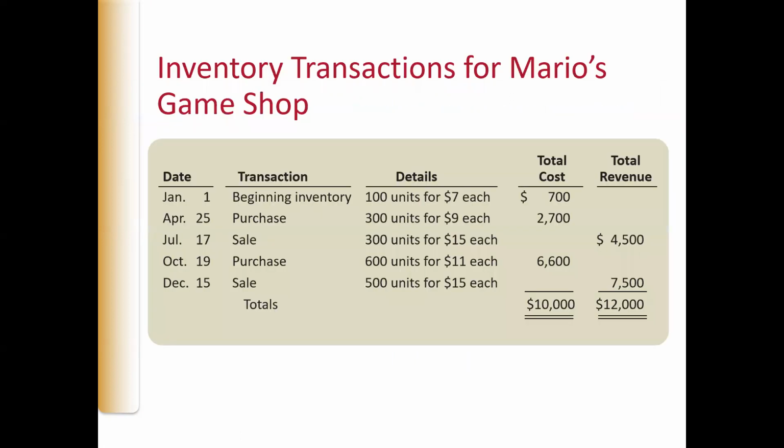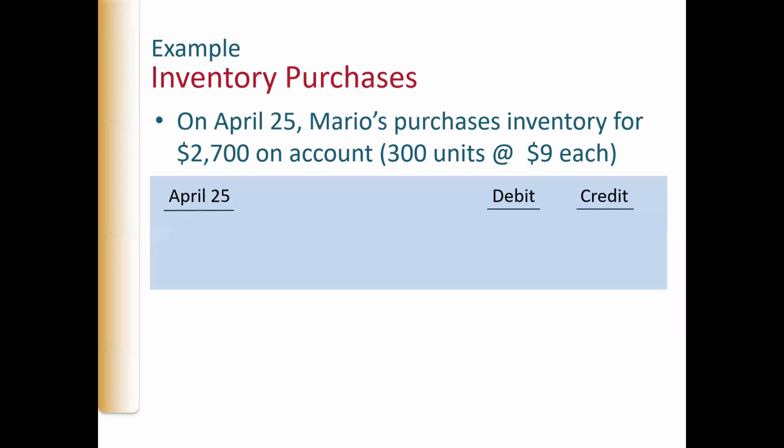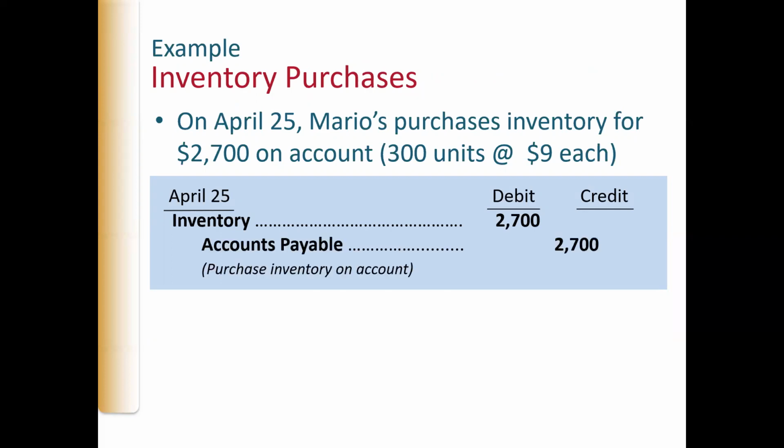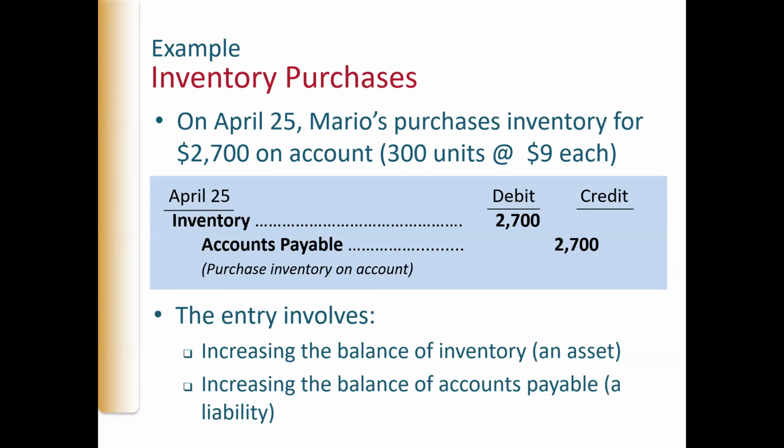Using a perpetual system means we keep the inventory updated after every transaction. So on April 25th, when Mario purchases inventory for $2,700 on account, we're going to debit our inventory and we'll credit our accounts payable right away. This entry shows an increase in inventory and an increase in a liability. Makes sense.